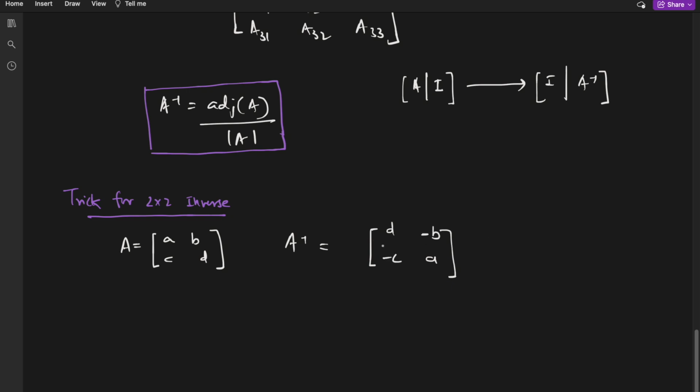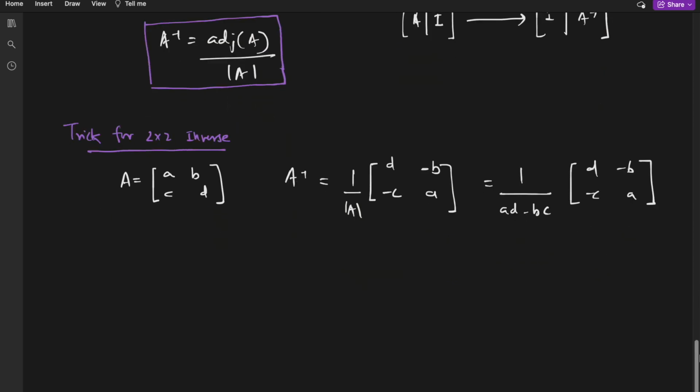So that's it. Then at the end you divide by the determinant of A, and we know that the determinant of A in this case is very easy to calculate, which is nothing but 1 upon A into D minus BC. So AD minus BC. So this is very easy to calculate, the inverse of a 2 cross 2 matrix. You don't even need calculation. You can simply do it in your mind and it will be easy. Okay.